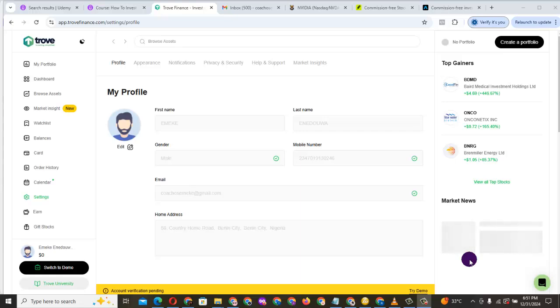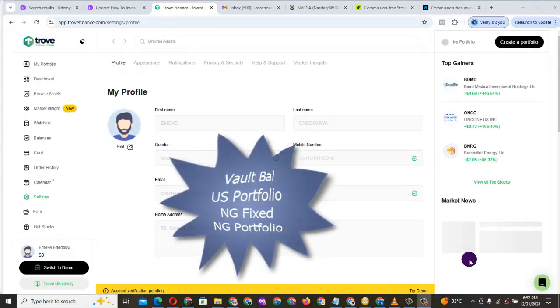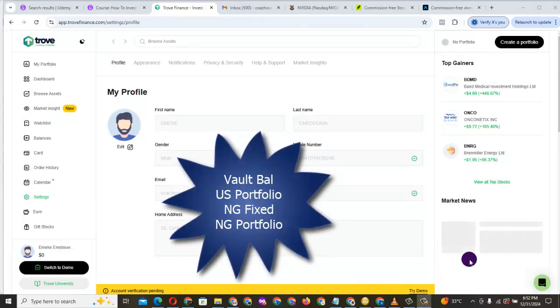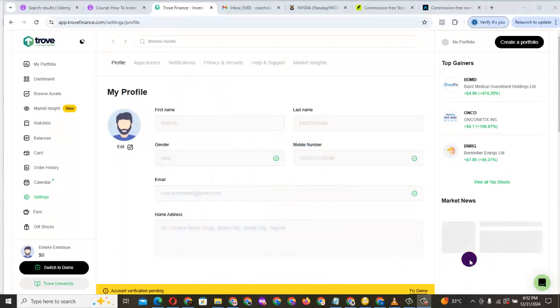And for you to fund your account, you have two major portfolios. Of course, through the platform, we give you four portfolios. One of them is the vault balance. The other one is the normal savings, just like a normal account. You have the US portfolio, you have the NG portfolio. For those who are in Nigeria, whichever country you are in, it will also show your local account portfolio. And you must fund either of the portfolios before you can invest or buy shares or trade on any of the stocks, either local stocks or foreign stocks.